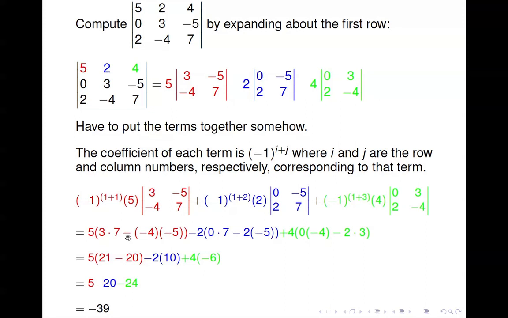Alright, and then combining a little more, we got 21 minus 20 here times 5. Then we've got 0 plus 10, so just a 10 there. And then here's 0 minus 6, so negative 6 there. And we combine and we end up with negative 39 for the determinant of this matrix.